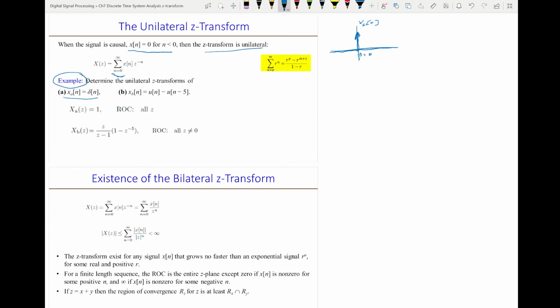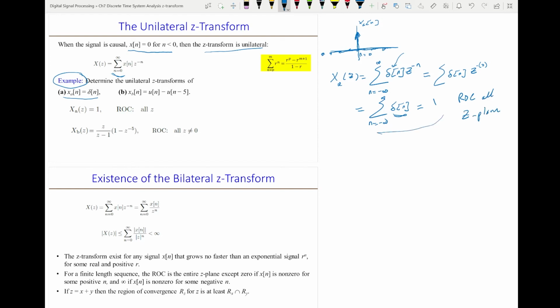So let's carry out the definition. X of z equals the sum. Now this x of n here only equals 1 at n equals 0. So this will be the impulse delta of n, and this is just 1, because this is 1 at n equals 0, and 0 everywhere else. Now the region of convergence is all of the z plane.